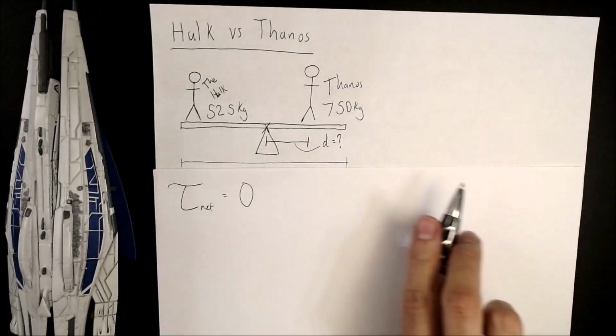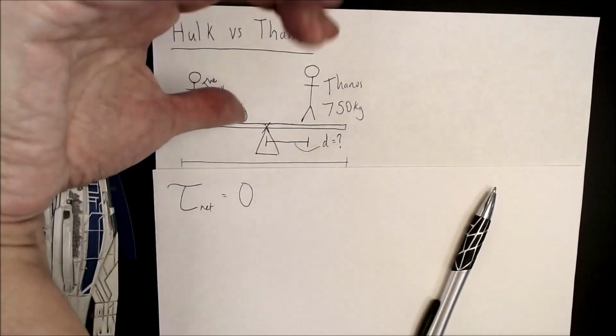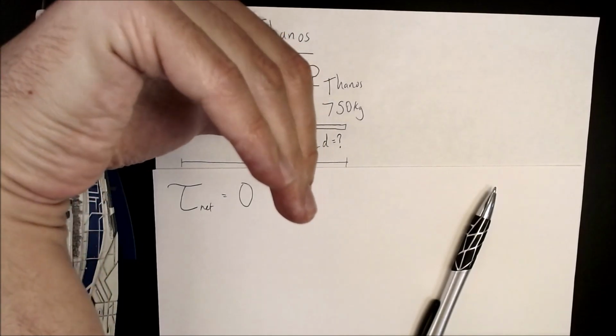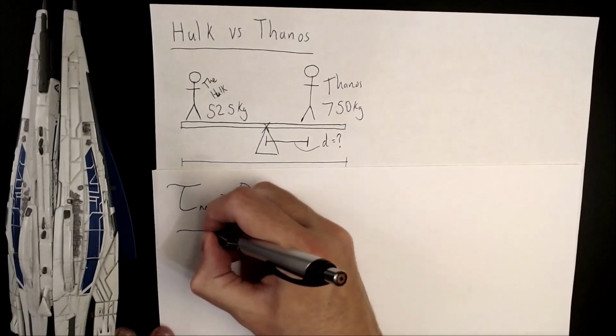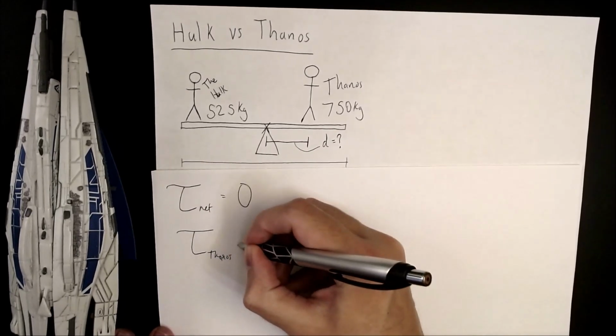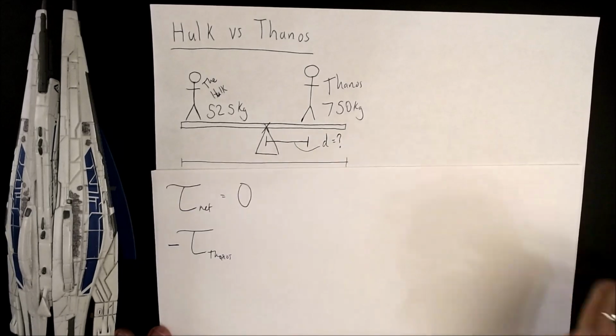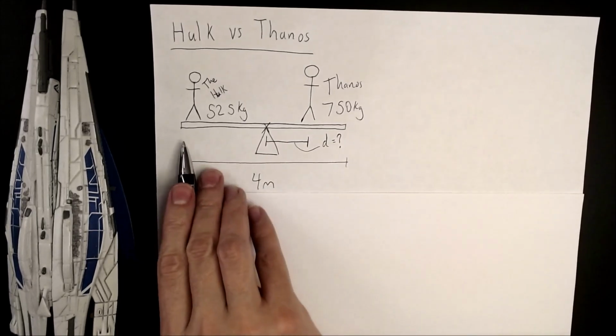Thanos will. Thanos is going to be wanting to bend it this way. So that's, if you can see how my hand is going, that's down. So it's going to be another negative torque. So I'm going to write down that the torque from Thanos is negative. Is there anything else that could be applying a torque when viewed from this point?